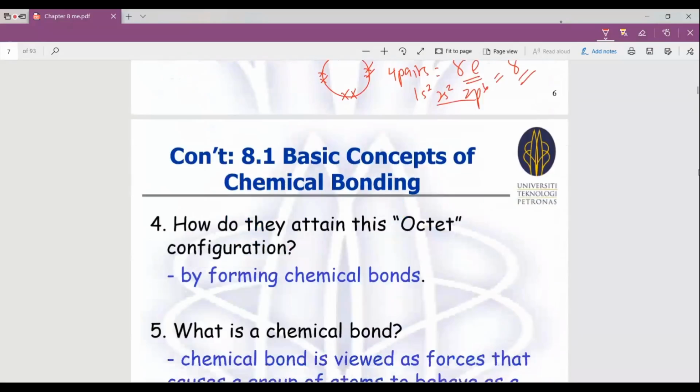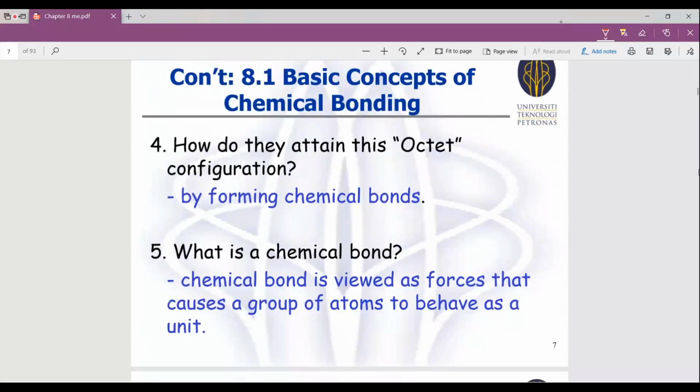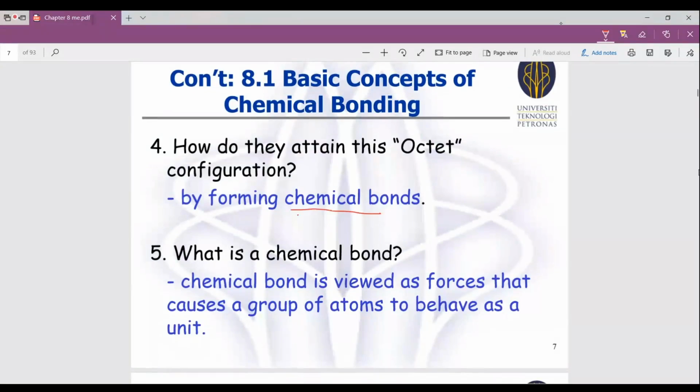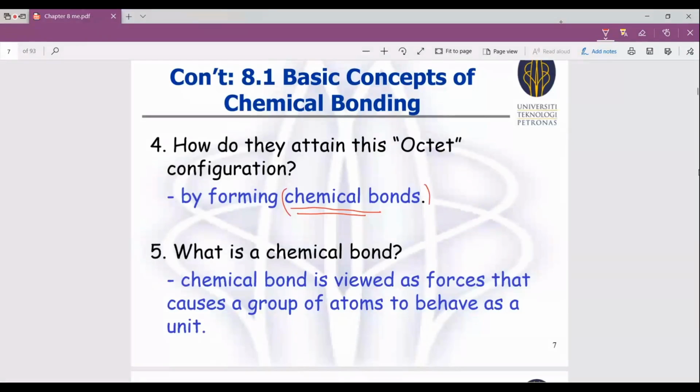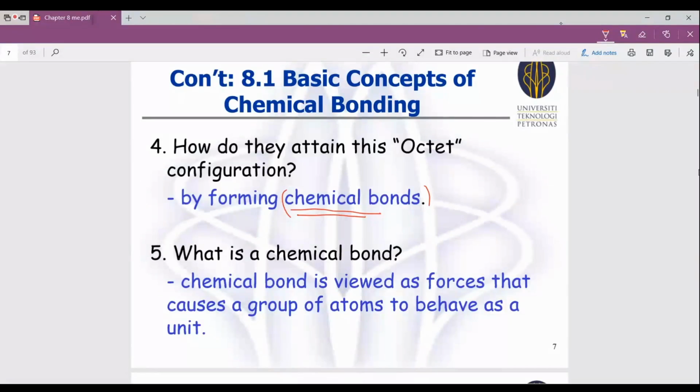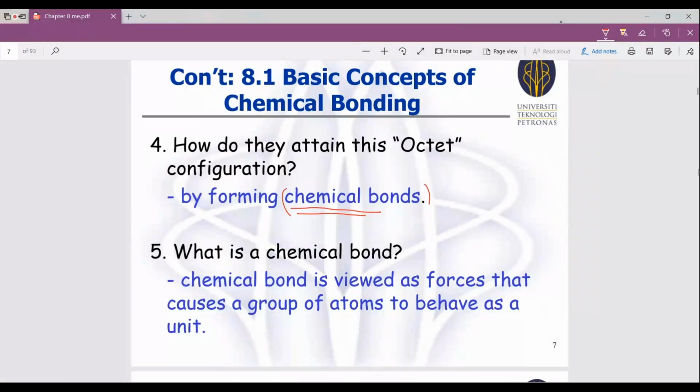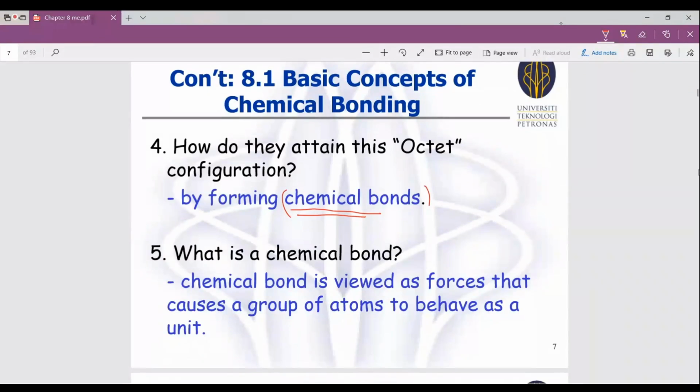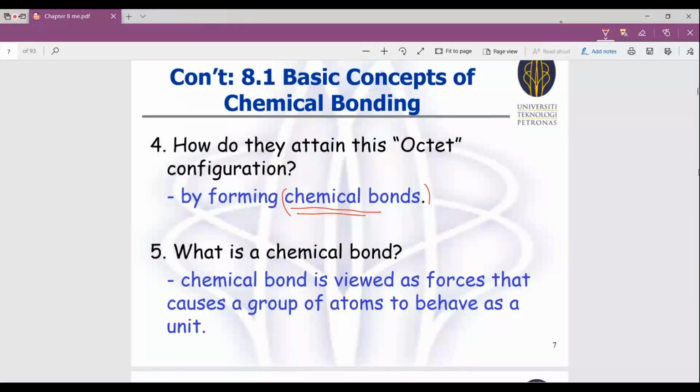Next, how do we attain the octet configuration? By forming chemical bonds. So how do atoms other than noble gases achieve stable configurations? They need to form a chemical bond: either share electrons, accept electrons, or donate electrons. They can do it that way in order to achieve a stable configuration, which is to make a bond.